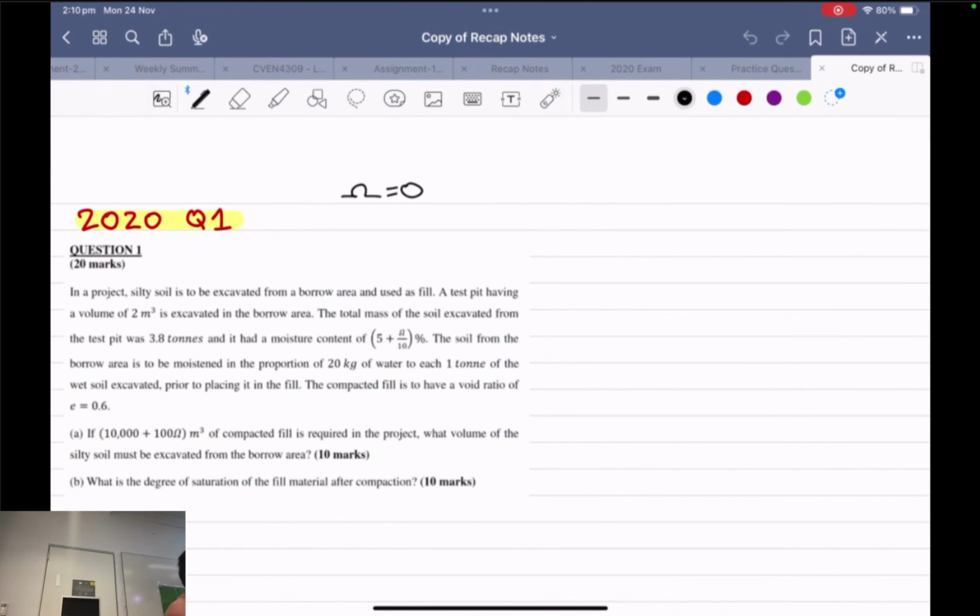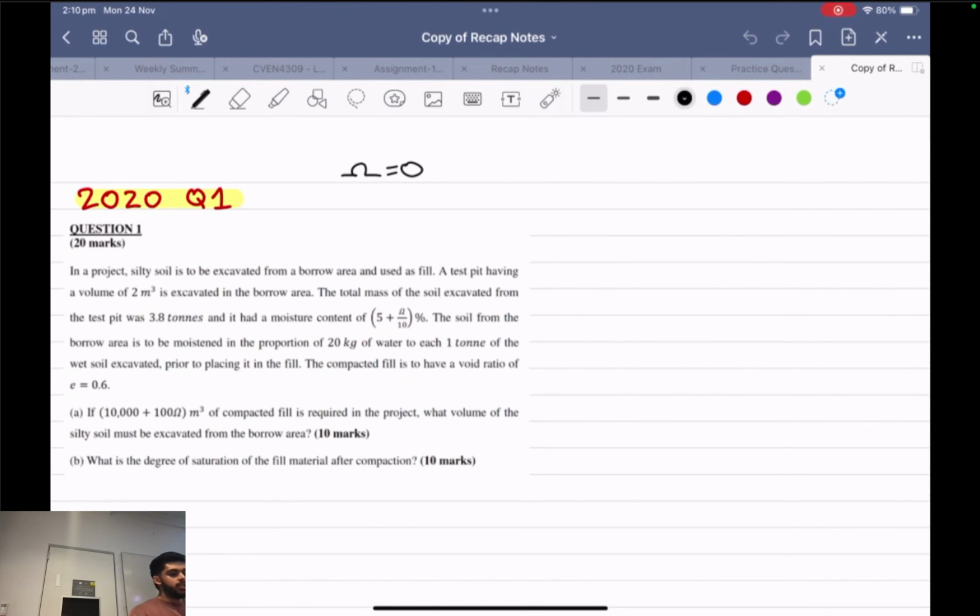So we'll get started with 2020 question 1. This one says, in a project, silty soil is to be excavated from a borrow area and used as fill. We have a test pit with a volume of 2 meters cubed excavated in the borrow area. The total mass of soil excavated was 3.8 tons and it has a moisture content of 5%. Normally we'll use your Z ID here, but we'll take omega to be 0. So water content is 5%.